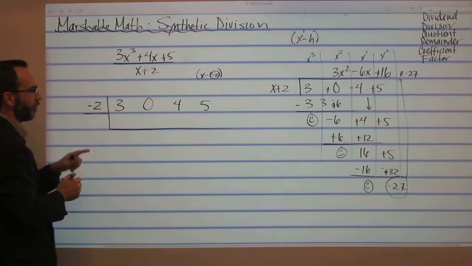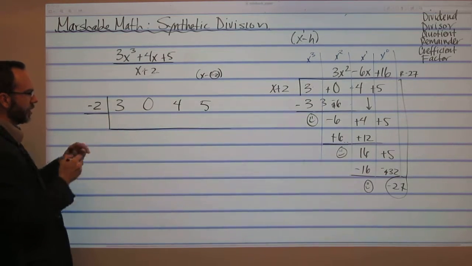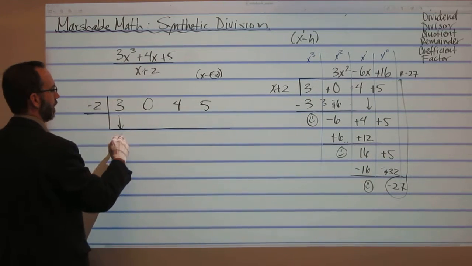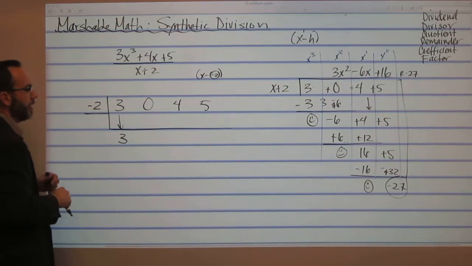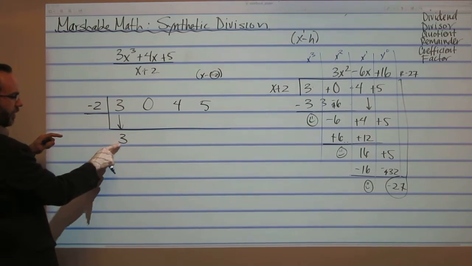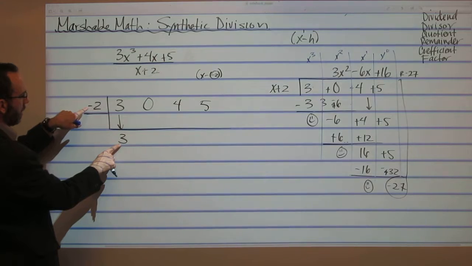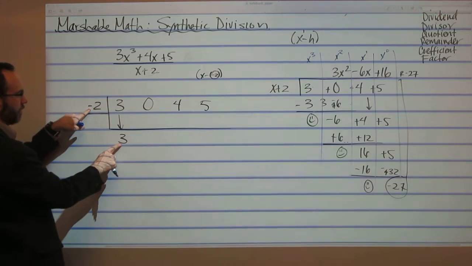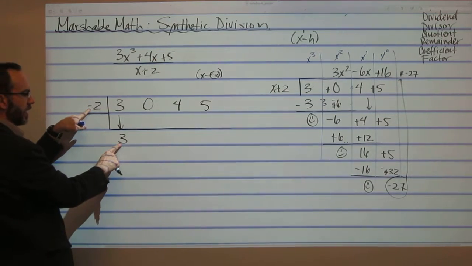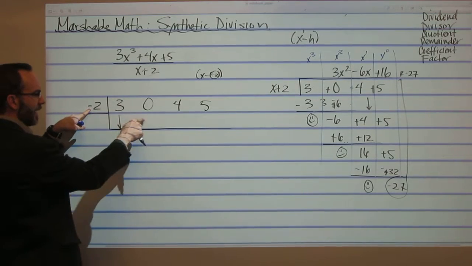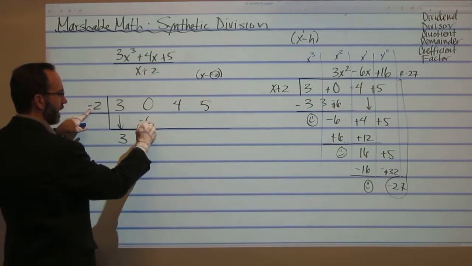Follow along with me. The first thing we're going to do is take this first 3 and drop it straight down and write it down below. 3. Now I'm going to take the 3, the number that's down here, and multiply it by the -2. So 3 times -2 is -6. And I'm going to write that in the next space over. So that would be -6.